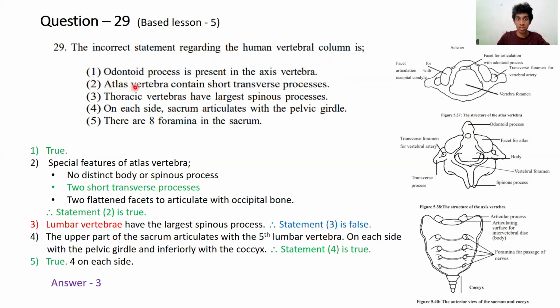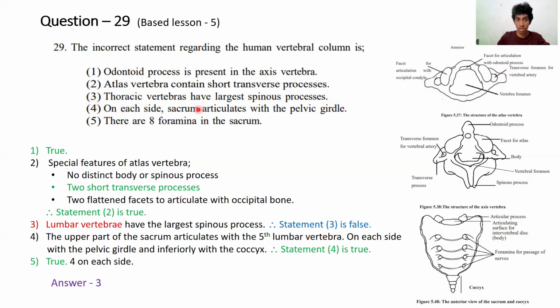Second one, atlas vertebra contain short transverse processes. So this is the structure of the atlas vertebra. So it has two short transverse processes. Therefore, second statement is also correct. Third one, thoracic vertebrae have larger spinous processes. No, the lumbar vertebrae have the largest spinous process. Therefore, third statement is false.